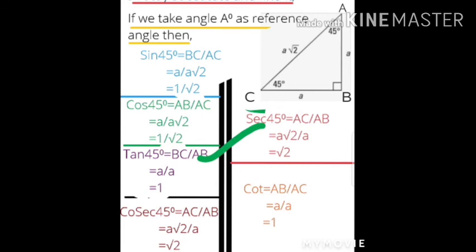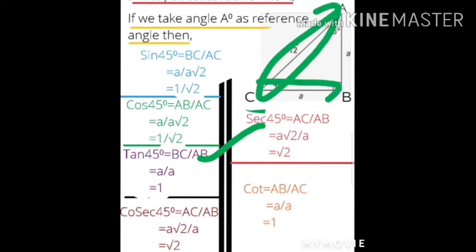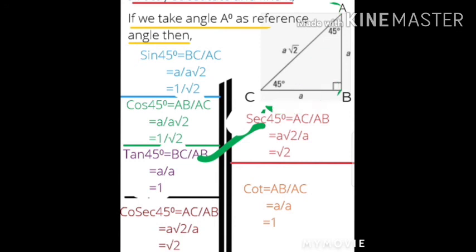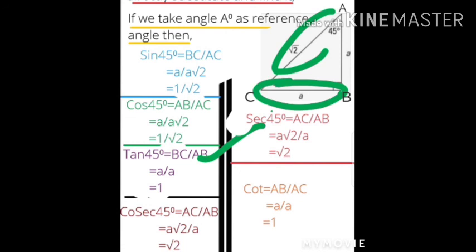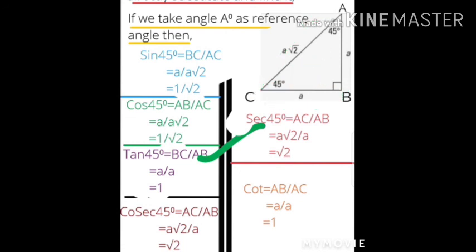So friends, we know that the cosec trigonometric ratio will be equal to hypotenuse by opposite. So what is the hypotenuse side with respect to angle A? AC is the hypotenuse side and BC will be the opposite side. So the value of AC is A root 2 and BC is A. So AC by BC will be equal to A root 2 by A. If we cancel A, we will be getting root 2 as the value of cosec 45.